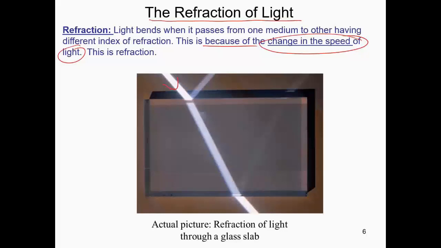This is the incident ray, where some light, a very low percentage, will still be reflected out. And this is the refracted light. This is called refracted light. This is the actual picture done on a glass slab, and this is the emergent ray. This is called refraction of light.